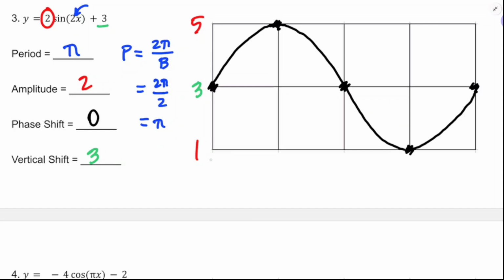So that means that I'm starting off here at x equals 0. And then, okay, the end of the first cycle is going to be pi. So I'll divide it in 4 and say pi over 4, 2 pi over 4, 3 pi over 4, and pi. And then last of all, I like to draw in the axes.